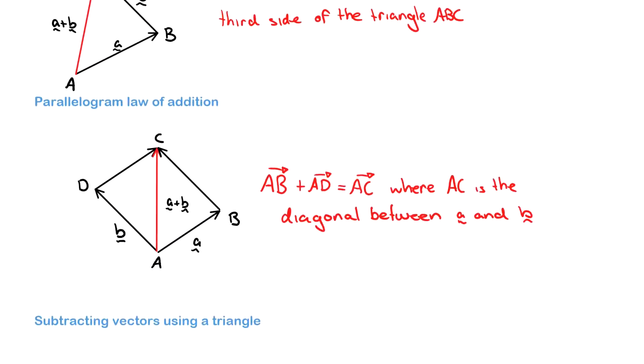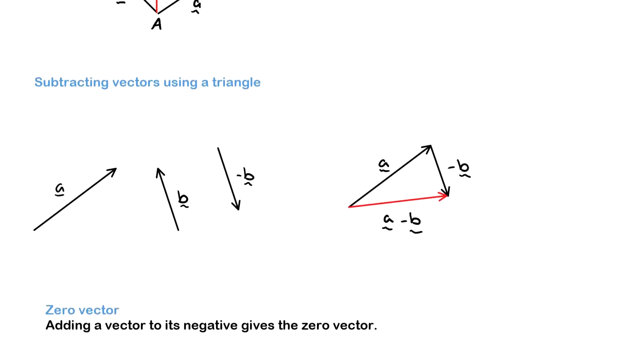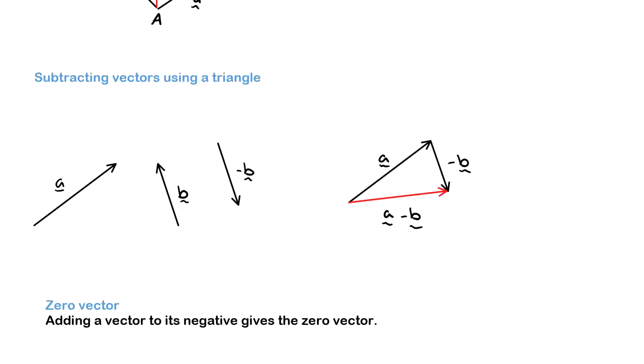We also have the parallelogram law of addition. Because both vectors leave the same point but in different directions, we use the parallelogram law of addition. Notice that vector A plus vector B has a resultant vector A plus B, which is the diagonal of the parallelogram. We can also use the triangle law for subtracting vectors.